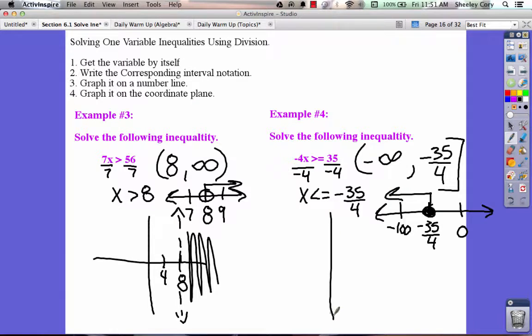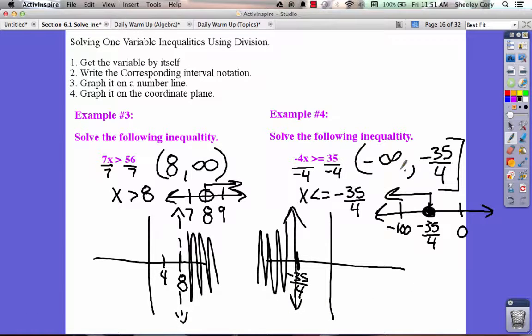And then finally we're going to graph negative 35 over 4. I'm just going to mark out here and write negative 35 over 4. And I have a bold line going through that point. And if x is less than or equal to negative 35 over 4, well, the positive numbers are this direction, so I need to shade away from it. So I'm going to shade to the left side.